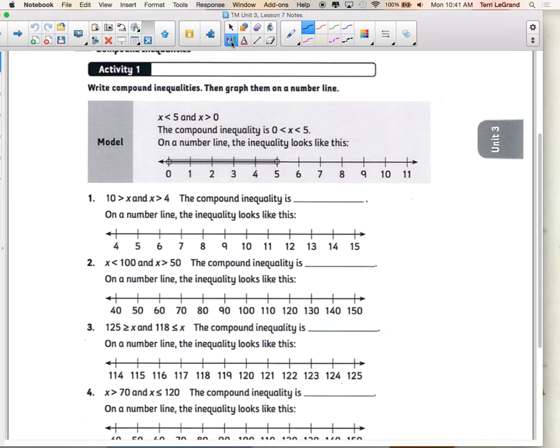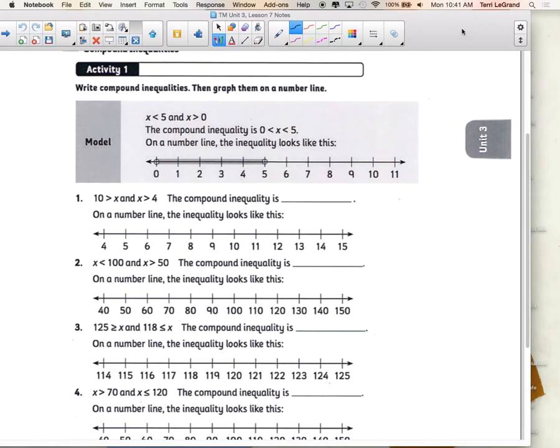Okay? So today we're going to work with the ones that are considered to be AND ones. In other words, we're going to find all of the numbers that satisfy both parts, meaning both parts of the solution set have to be working together. Okay, so there's a model up here. There's the first one that is given here.